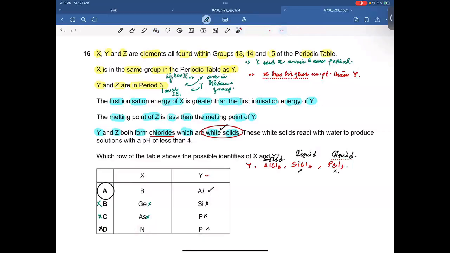I hope it makes sense to you. That's a trial and error method. The examiner has given me this information. On the basis of this information, why has aluminum, silicon, and phosphorus? As I've told you, aluminum forms aluminum chloride, which is solid at RTP, whereas silicon tetrachloride and PCl3 both are liquid at room temperature and pressure. Since the examiner is talking about white solid, I'm going to cross these options, and therefore B, C, and D are incorrect, and therefore A is going to be the right answer.